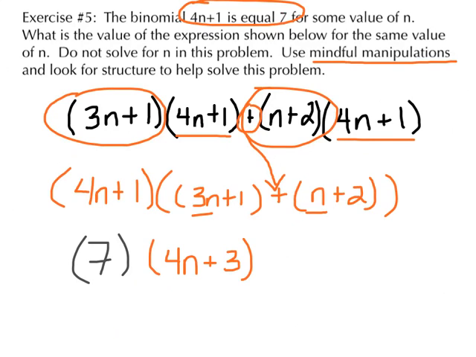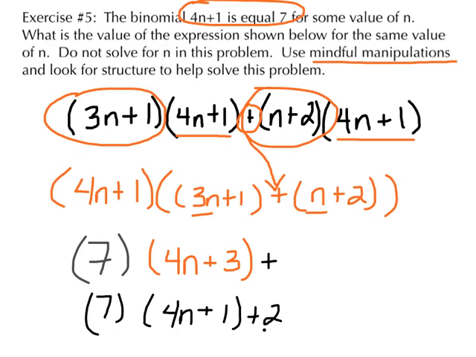Alright, well, does that help me with my mindful manipulation? Well, a little bit. I know I have 4n plus 1. How can I get 4n plus 3 to say 4n plus 1? Well, I can say plus 2. So now I'll add my plus 2 out here. So I can rewrite this as 7 times 4n plus 1, because that's what I want it to change to, plus 2. So if I take that plus 1, make it plus 2, it gives me plus 3.